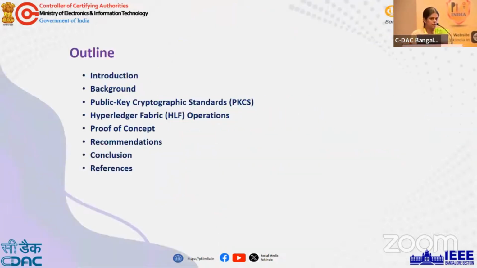The outline of the presentation goes like this. Introduction to the need for an HSM or a key management solution in a permissioned blockchain network like Hyperledger Fabric; background of HLF and the public key crypto standards that we use for integration with HLF; the basic operations of Fabric, the permissioned blockchain, that need a private key or PKI infrastructure; the proof of concept for our implementation; the recommendations in integrating the HSM with distributed applications like blockchain, followed by conclusions and references that have been used.